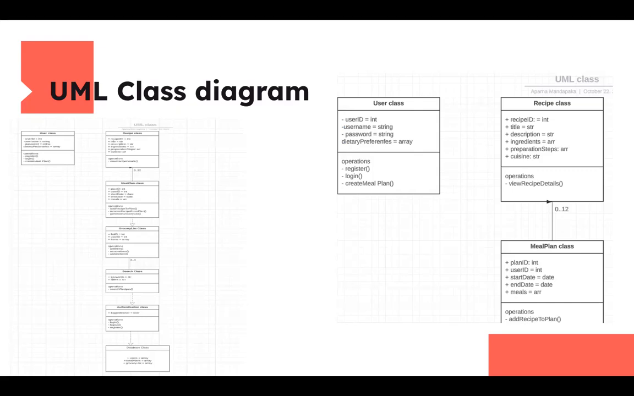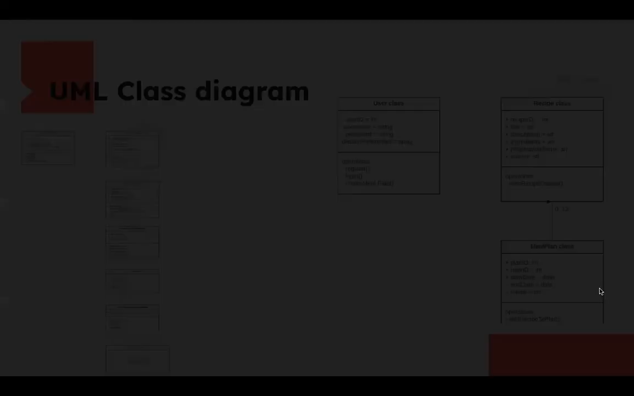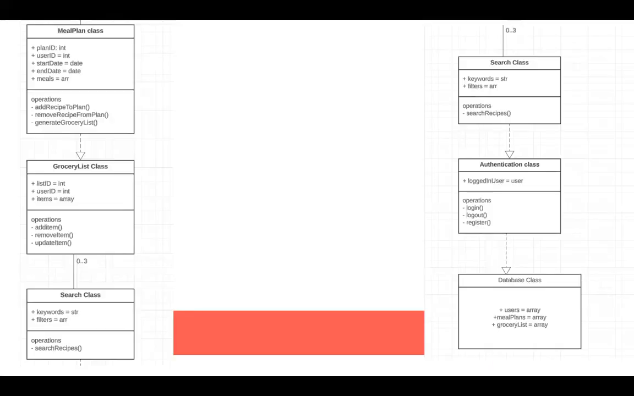And then the recipe class will lead to the meal plan class. There will be plan ID, user ID, start date, end date, and meals. And then it will lead to operations, which has add recipe to plan, remove recipe from plan, and generate grocery list. So after that, the meal plan class will lead to the grocery list class. This class has list ID, user ID, and items. And we also have operations, which is add item, remove item, and update item.